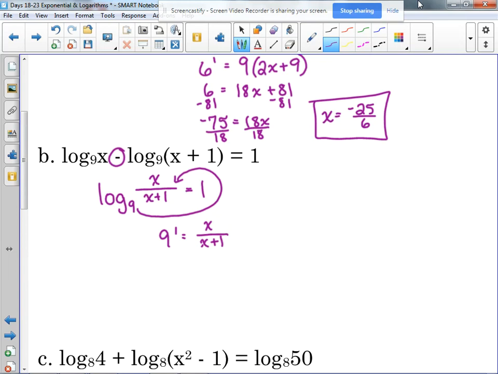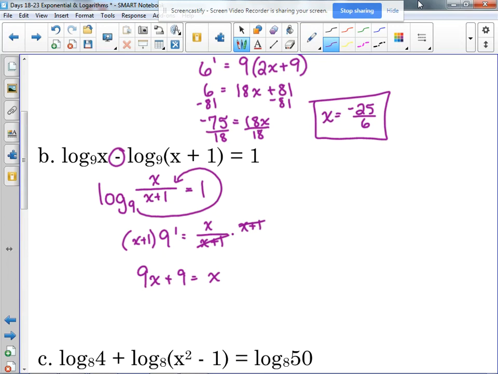Now, this is kind of like a rational equation, but they're always going to be simple rational equations. We don't really have to go through all the process that we went through in the warm-up. Really, all we need to do is multiply by the denominator, like we're moving it to the other side. Just like if we were dividing by 3 or something, we would multiply both sides by 3. We're just multiplying both sides by the denominator to move it to the other side. So we have 9x plus 9 is equal to x.